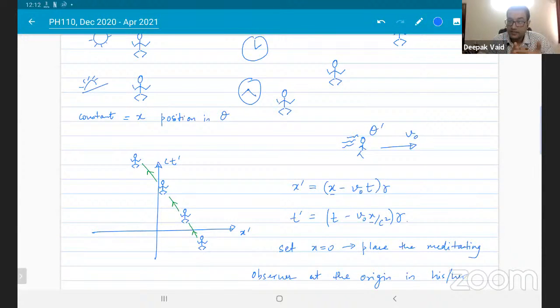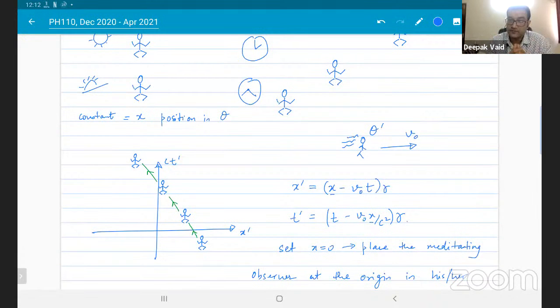Then the second postulate says that the speed of light is the same in all frames of reference. At the time that Einstein invented this theory of relativity, it took people a long time to accept it, for the same reason that you are saying. It took people many decades to accept relativity, because this goes against our intuition.